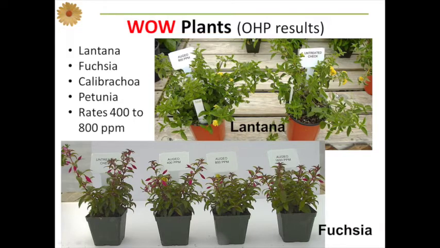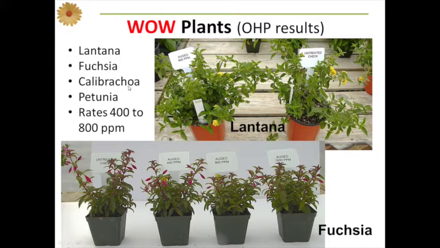One example here is lantana, and our control is over here on the right, and the treated plant at 800 parts per million e-GRO is on the left. An increase in branching, a reduction in stem length, just a nice tight plant. Another wow plant is fuchsia, our untreated plant here, and e-GRO at 400, 800, or 1600 parts per million. e-GRO typically will give you a little bit of growth regulation along with that increase in branching.